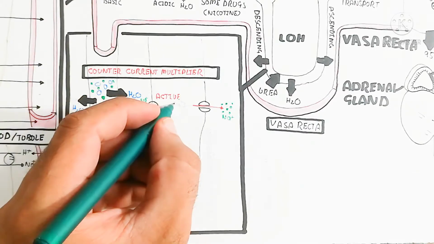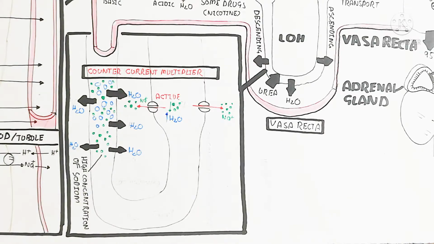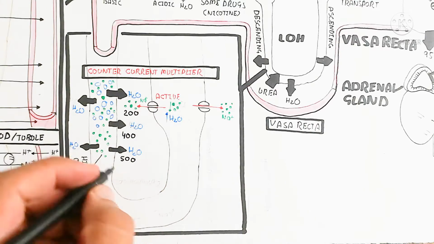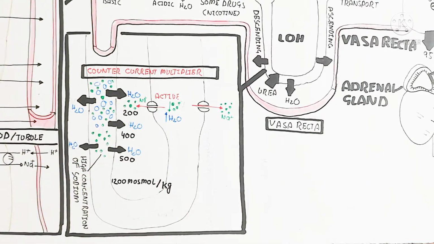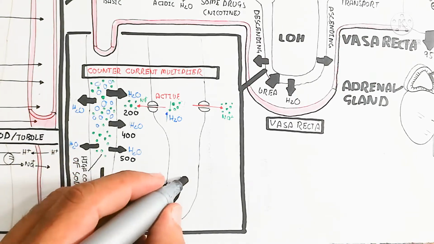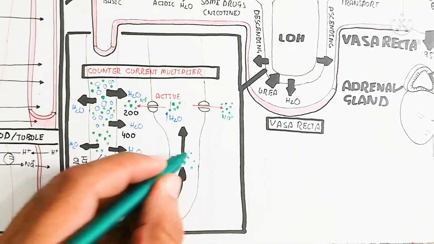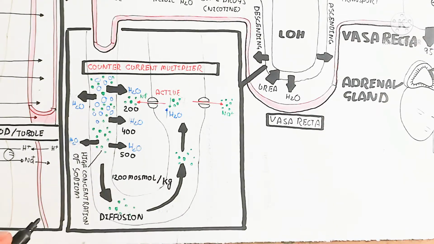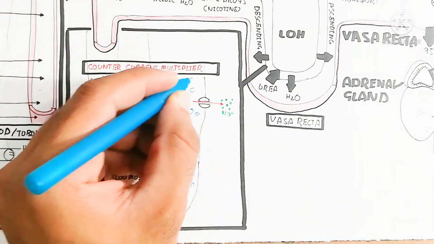In this way the water will be more into the ascending loop of Henle. That means the interstitium contains basically 1200 milliosmol per kg, and the upward side is 200 milliosmol per kg, so it will be increased downward. You can see the concentration of sodium will be increased in the descending loop of Henle, where passive diffusion will occur, and this diffusion will move upward toward the ascending loop of Henle.